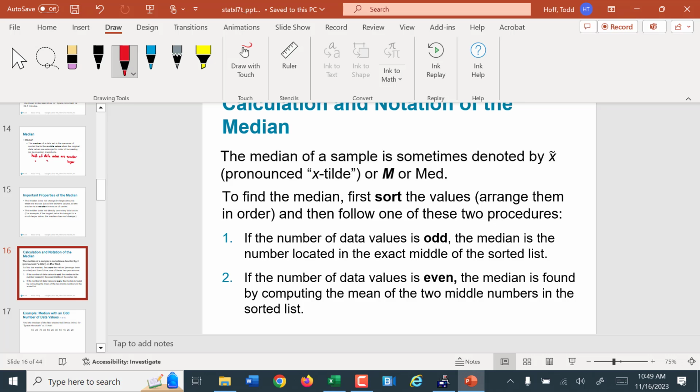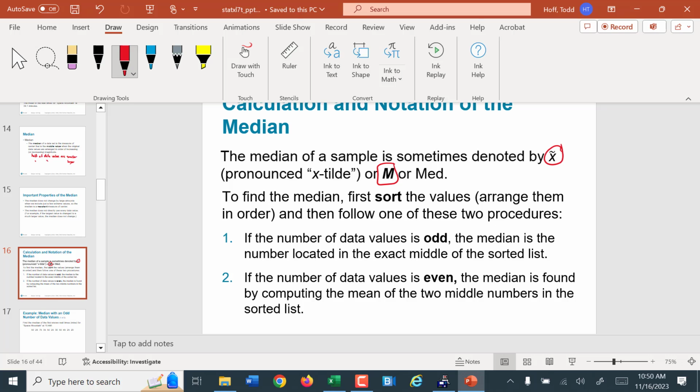So some of our notation, the abbreviation for the median is x-tilde, that little squiggly thing is called a tilde, or sometimes just a capital M. I usually just use a capital M for median. To find the median, we first have to sort the values. You have to put them in order from smallest to largest.